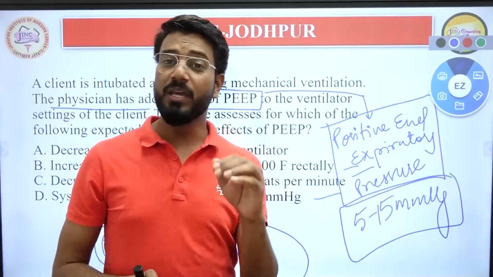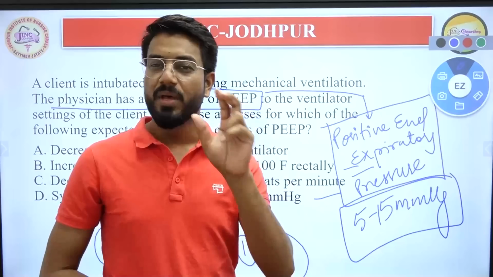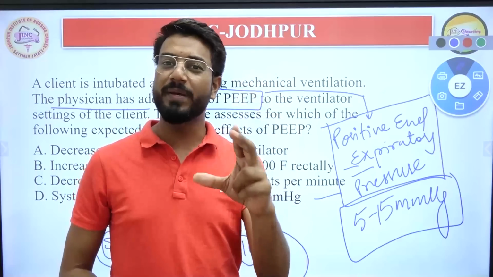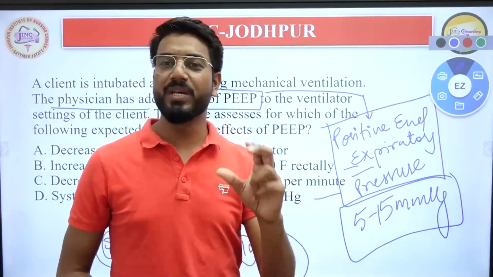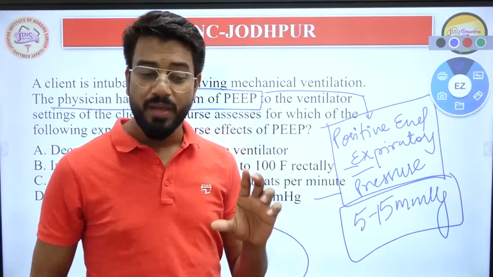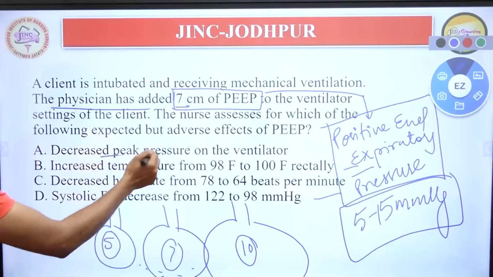That's why we keep the PEEP in a normal range and always assess for blood pressure. Whenever you are placing any patient on PEEP, you should assess the patient for hypotension, you should assess the patient's blood pressure. What do you have to measure in the patient? Blood pressure, BP, is what you have to monitor here. So you should assess for decrease in pressure.